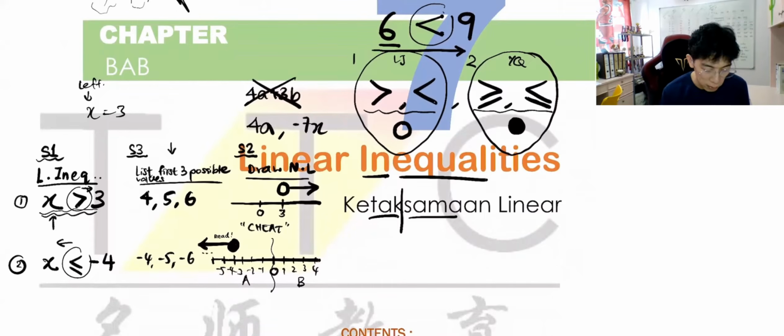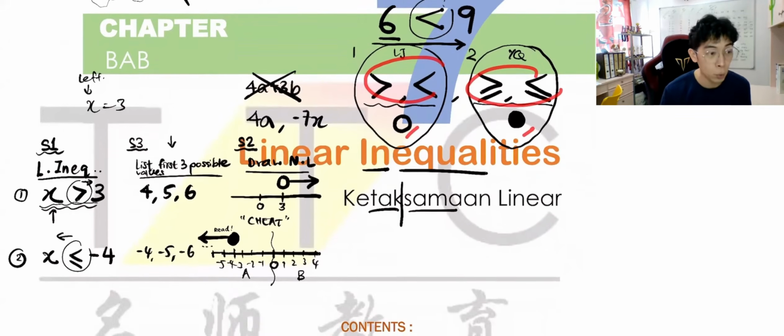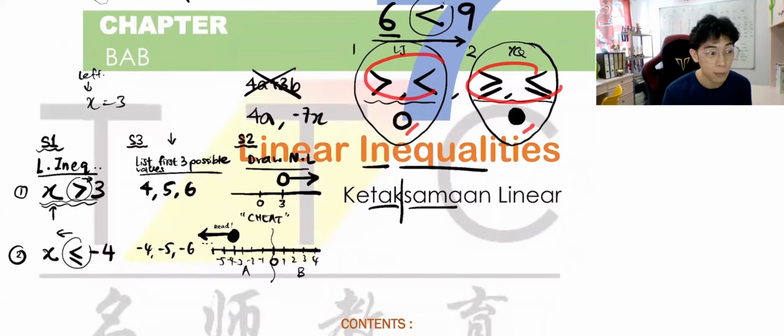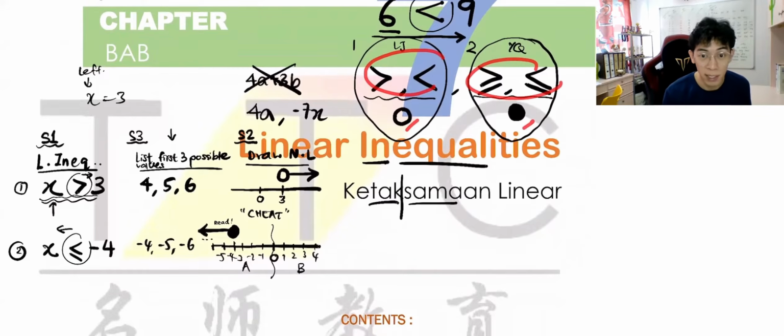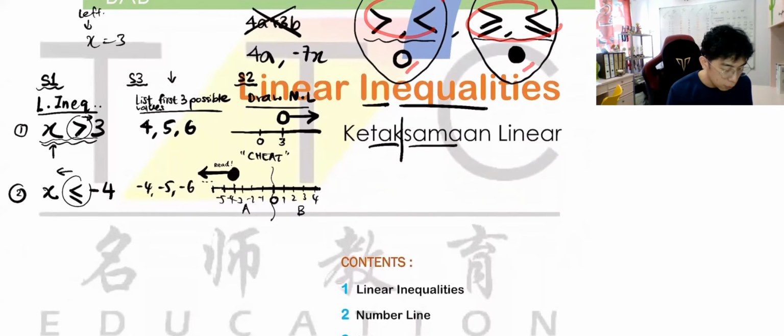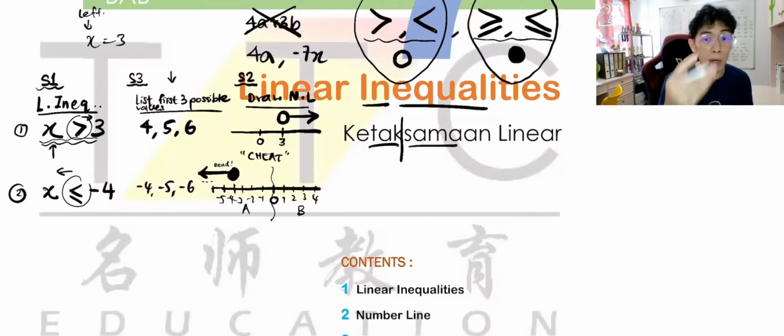Then the second part I mentioned that the symbol has a ball there to indicate it as well, right? Then the third one, I teach you how to use the number line, because with the number line you can easily read out your possible values.